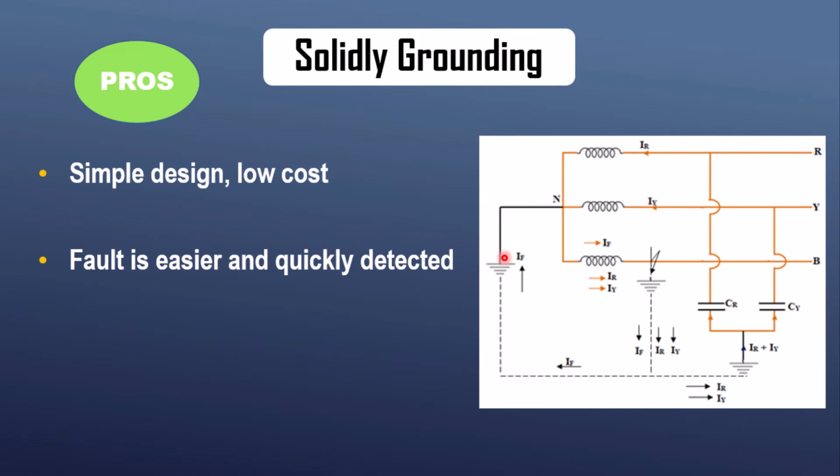Because the ground path has low impedance, protective devices can operate rapidly, minimizing the duration of fault detection. It also keeps transient overvoltages well under control, and I have explained the phenomenon of how the transient overvoltages are produced during the fault in an ungrounded system.